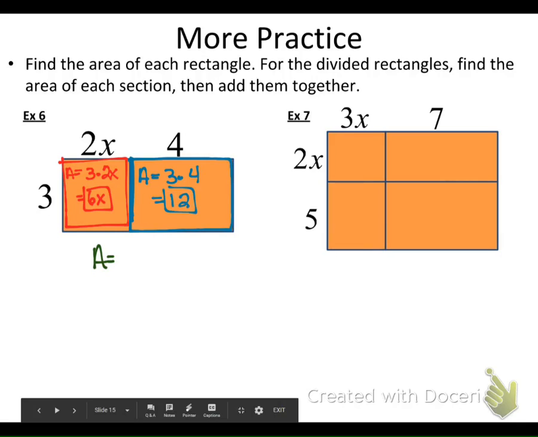Why not? It's a bigger number. One has a variable, one doesn't, meaning they're not like terms. So if they're not like terms, that means I can't add 6x plus 12. So how I'm going to write the area for this rectangle is just 6x plus 12. That's going to be my final answer. So the area of this model is going to be A equals 6x plus 12.